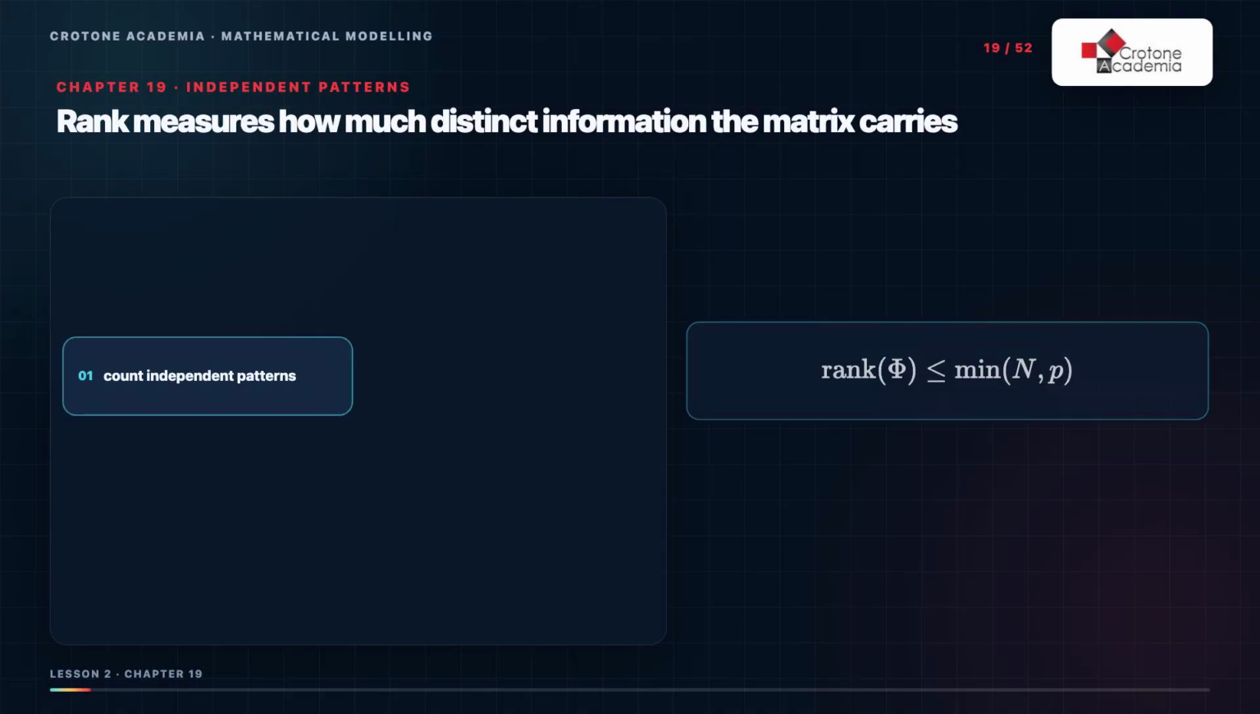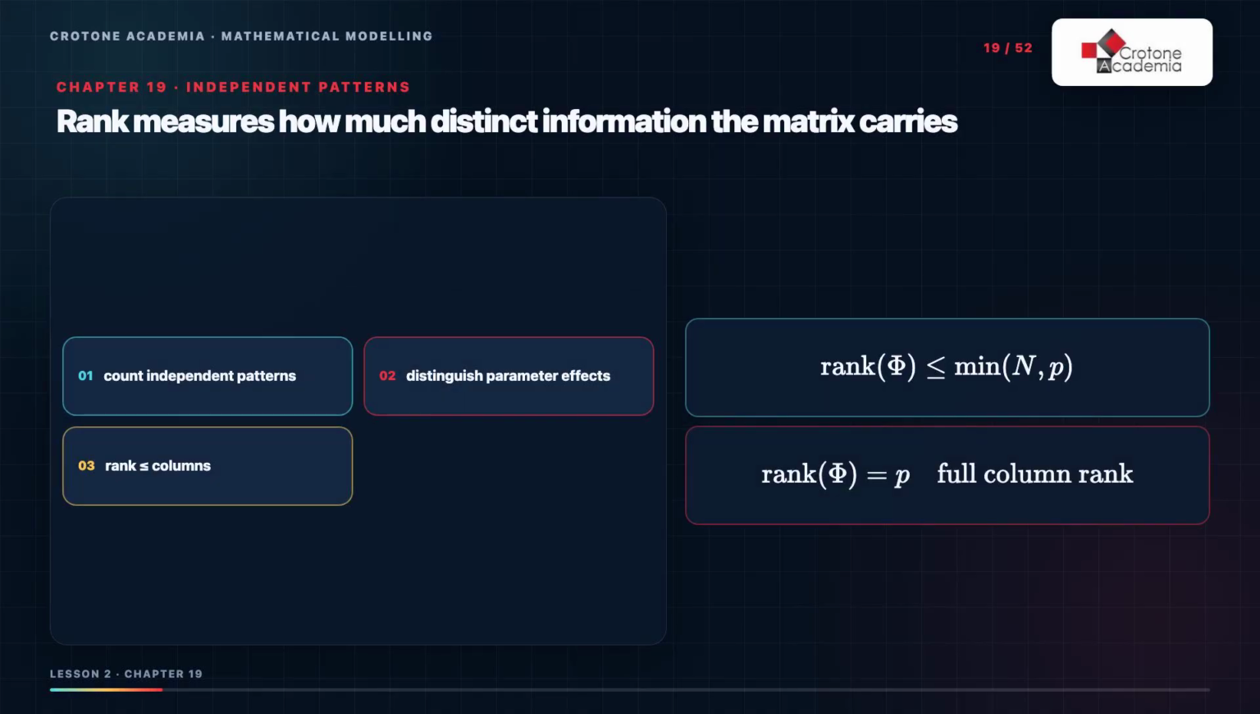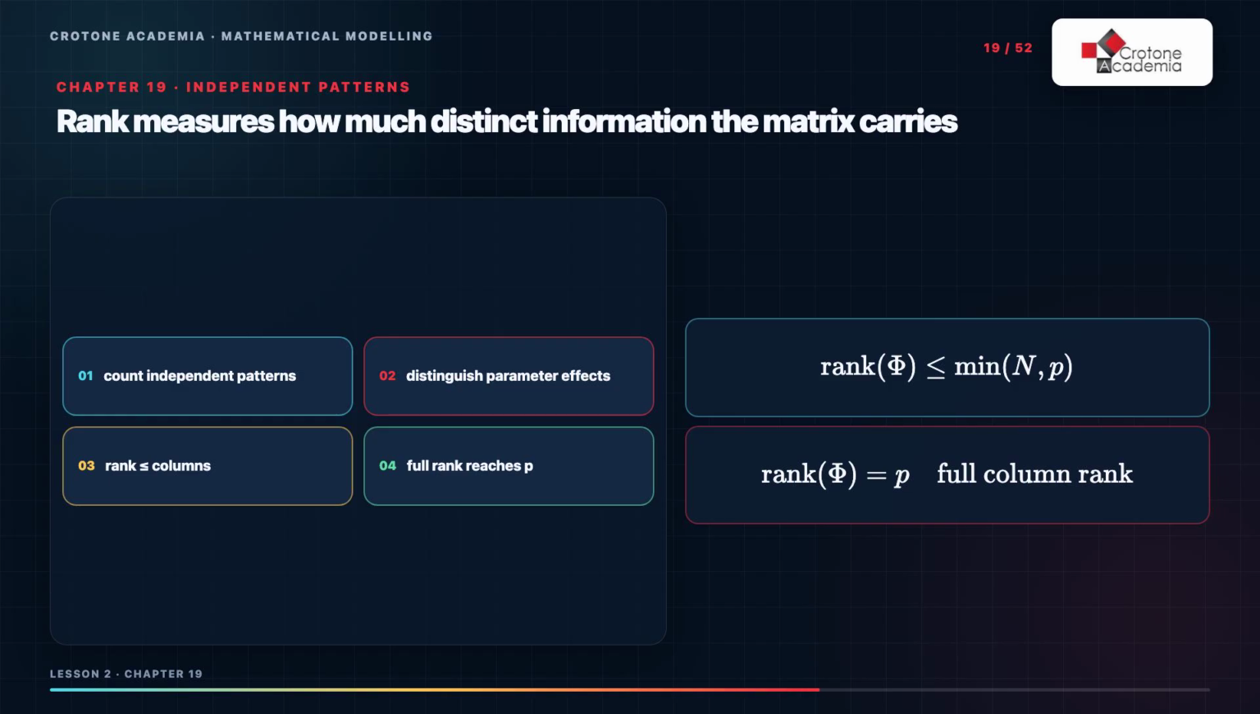Now we can name the missing idea. Rank measures the number of independent directions or patterns represented by a matrix. For modeling, the most useful interpretation is this. Rank tells us how many independent parameter effects can be distinguished from the observed data. A design matrix with p columns has one column for every parameter, so its rank cannot exceed p. To distinguish all p effects, we need rank equal to p. This condition is called full column rank.